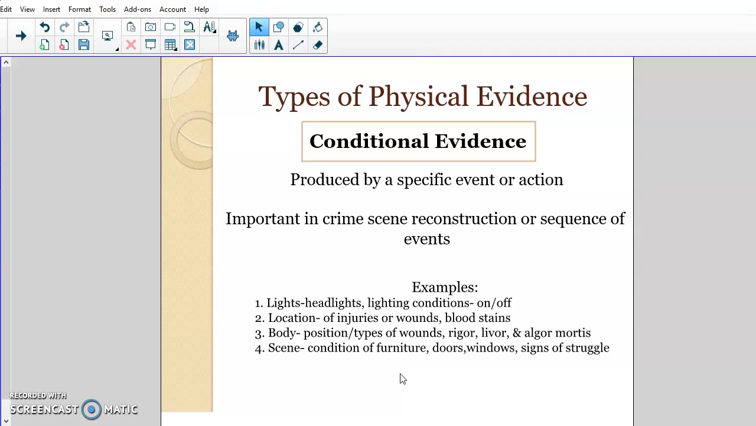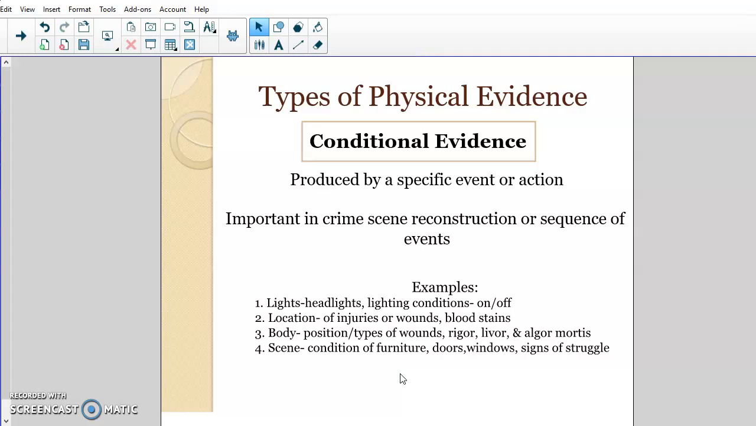The position of the body or wounds, like does it look like somebody had been flipped over or moved at some point in time? Was rigor set, right? Rigor, livor, algor mortis. Those are things that you would want to write down. And the scene of the crime, the condition of the furniture. Was the back door open when you got there? Was there a window up? Were there signs of struggle?